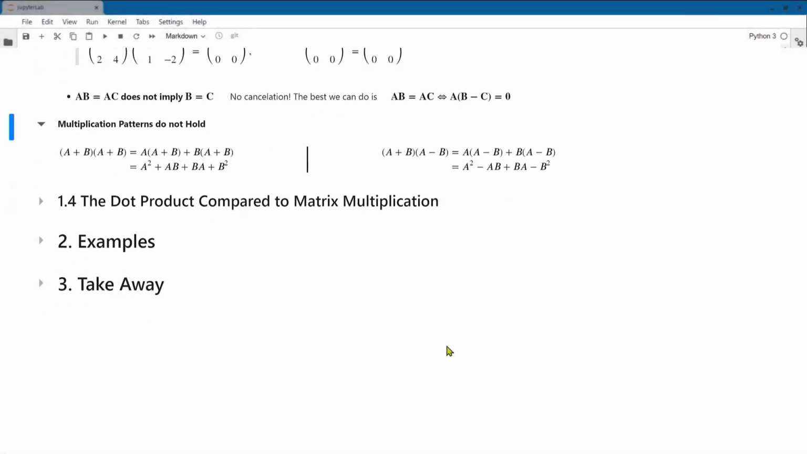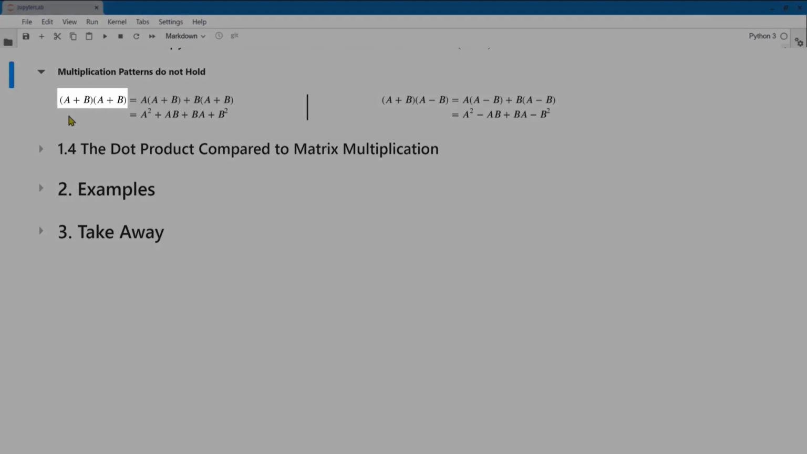The other thing is patterns that we've learned for speed. For example, here's a multiplication pattern, A plus B times A plus B. When we multiply that out carefully, we get A squared plus AB plus BA plus B squared. Well, in scalar multiplication, AB and BA are the same and therefore add up to 2AB. In matrix multiplication, we can't interchange the order, so we have to keep both of these entries in our result. Something similar happens with A plus B times A minus B, where we get A squared minus AB plus BA minus B squared, and AB and BA do not cancel.